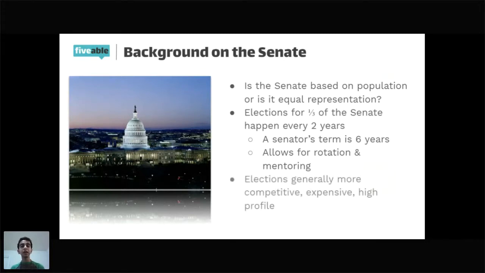The next thing, elections are generally more competitive, expensive, and high profile compared to other political offices. Compared to House races, Senate races are generally much more expensive. There are obviously exceptions, there's always exceptions, but Senate races are much more high profile because it's like the upper house. And like we talked about, the Senate holds a little bit more prestige. I know we just had a Senate race in North Carolina a few years ago.